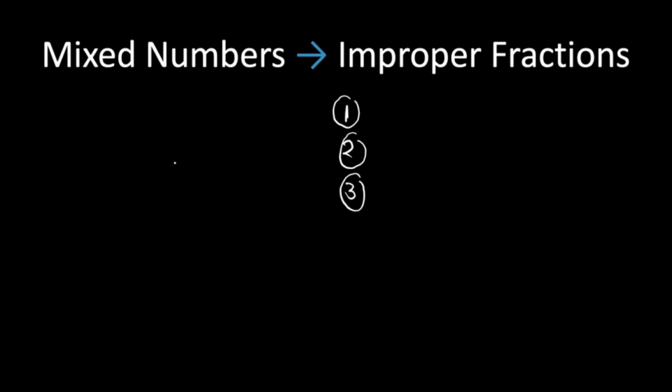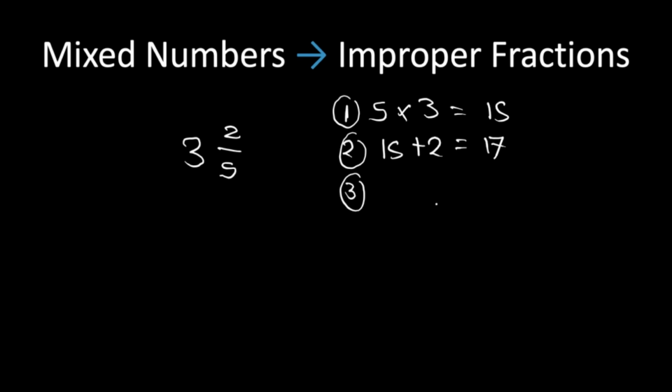Another go. So 3 and 2/5. Convert this mixed number into an improper fraction. So step 1, you multiply 5 by 3, the denominator by the integer. So 5 times 3, which equals 15. And then you add the result of step 1 to the numerator. So 15 plus 2, which is 17. And then you put 17 on top of the same denominator. You put the result of step 2 over the same denominator of the mixed number.